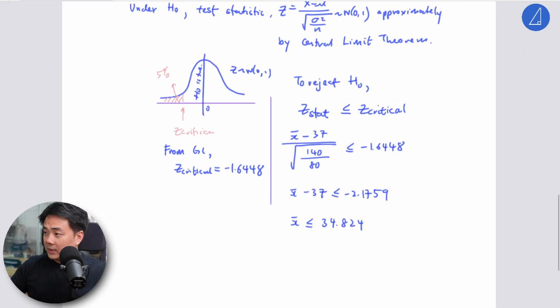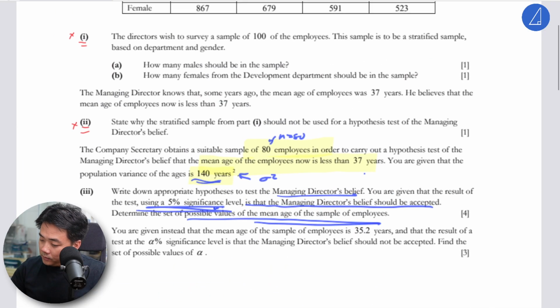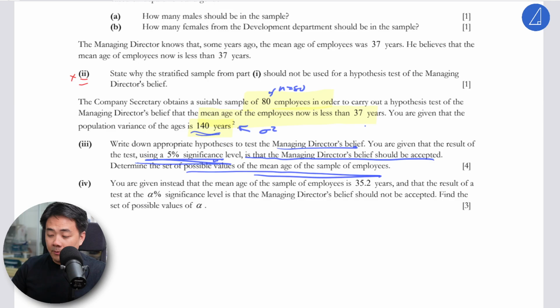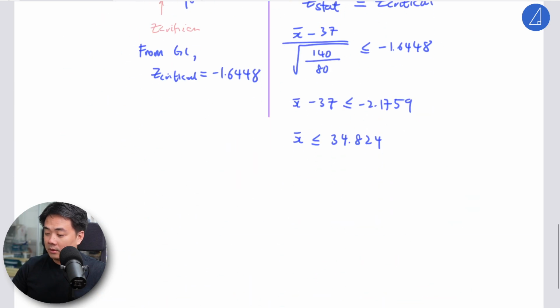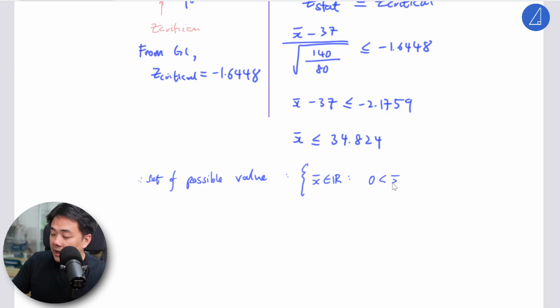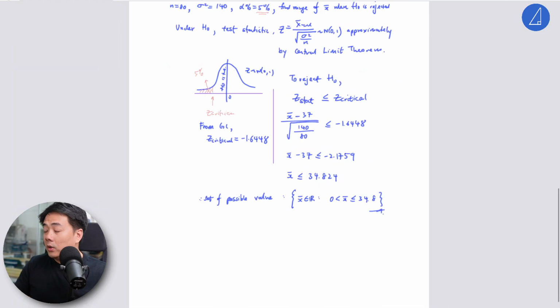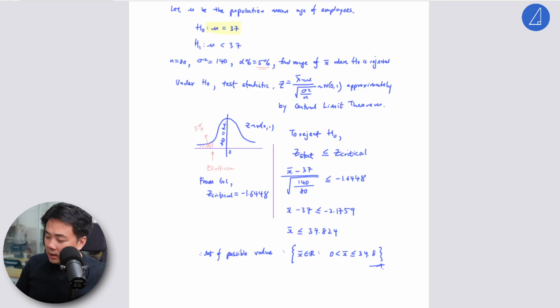34.824. That's that. You want the set of possible values of the mean age. So you just write it down. The mean age will be from 0 to x bar at most 34.8 to 3 SF. Age has to be positive. You don't put the z. Actually, you don't put this, it's okay. Shouldn't be an issue. Yeah.